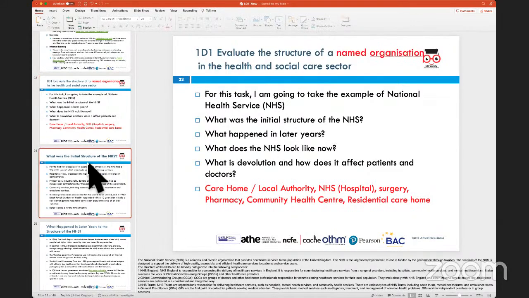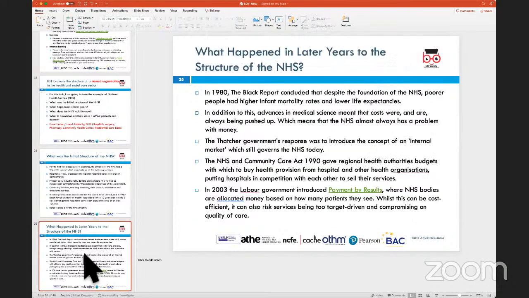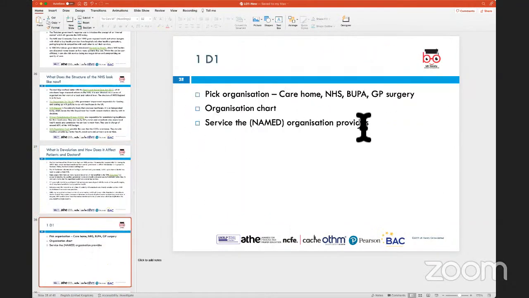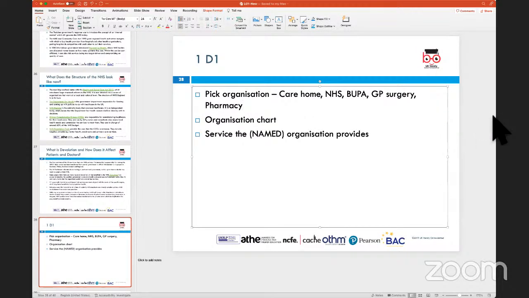So if I put a slide in, I don't want to take you through it theoretically, because I've already covered the structure of the NHS. But in terms of what you need to do for an organization, it would be to talk about a particular pharmacy or surgery. Let me show you a site, Barlow Medical Center, a surgery that I'm registered with, on the screen now.